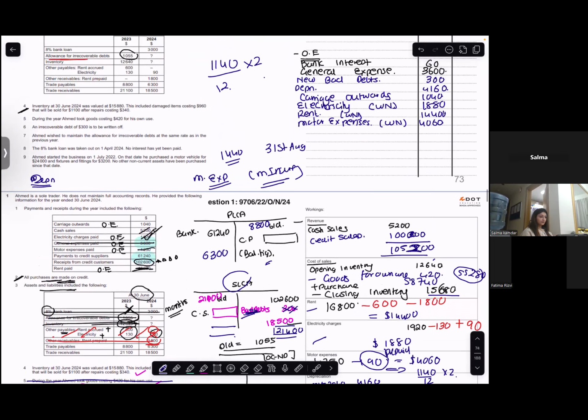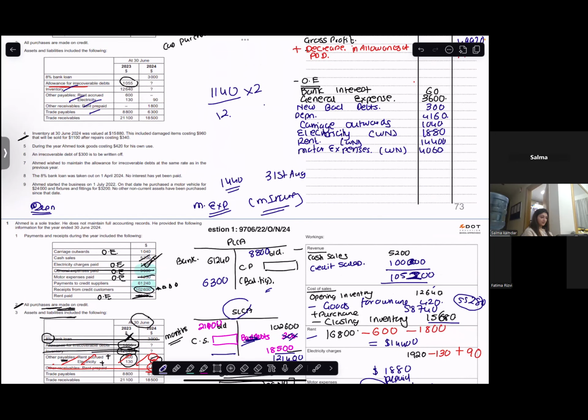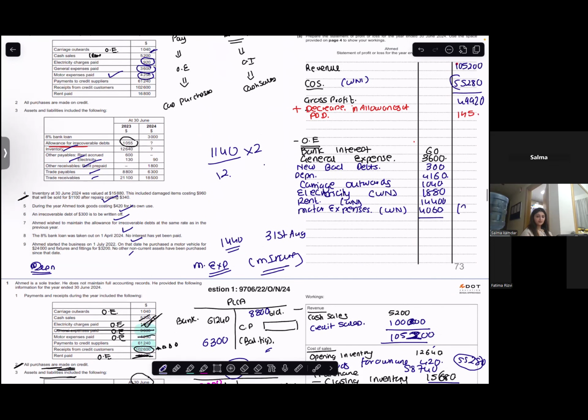What else now? We did this inventory, rent, trade payables, trade receivable. This is done. Goods for own use done. New bad debts done. Interest done. There's nothing else left, right? So our total expenses is 29,500 and I'm getting profit for the year as 2565.